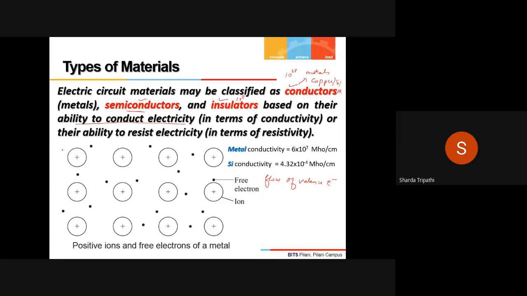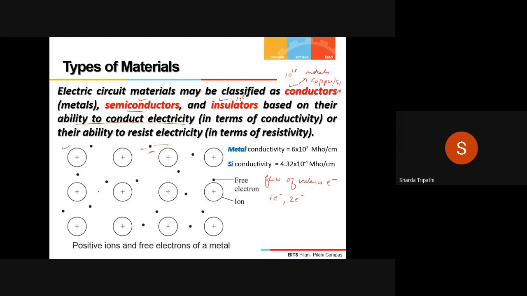Here you have a diagram which shows the crystal structure for a metal. Generally those materials that have one valence electron or two valence electrons in their outermost shell come under the category of conductors. So there you have one or two extra electrons which can move from here and there, thereby contributing to the flow of electric current.